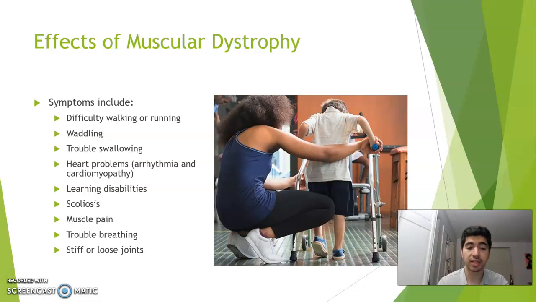You can also get scoliosis. Muscle pain is pretty common for those with muscular dystrophy. You can also have trouble breathing. And we see that your joints can be stiff and loose with MD. And in this graphic, we see an example that many people who do have muscular dystrophy need to use a wheelchair or a walker to assist them to walk, as it's not easy without one.